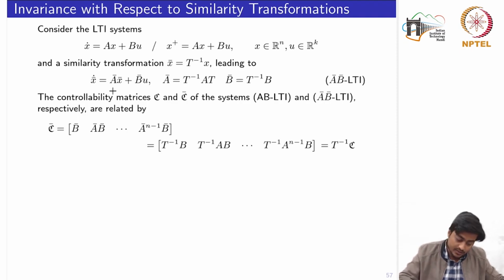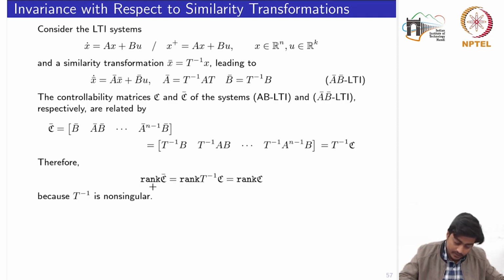Now the controllability matrices of the pair A bar, B bar and that of the pair A, B are related again by this similarity transformation matrix T. And we know that T is a non-singular matrix, and if the rank of this matrix, which is composed of matrices A and B, is full rank, that is, if it is equal to n, then the rank of this C bar would also be equal to n, because the multiplication of a matrix with a non-singular matrix does not change the rank of that matrix.